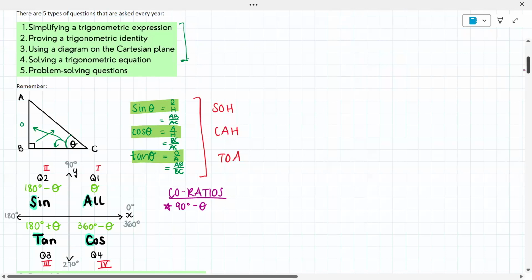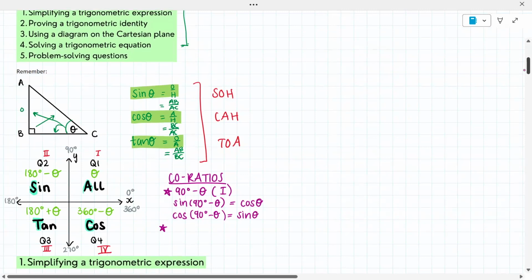If we just think about where this is: 90 minus theta is in quadrant 1. This is where everything is positive. So if you've got sine of 90 minus theta, the co-ratio says that the name changes to cos, and you're working then with just the angle theta. Now it's going to be positive because everything in quadrant 1 is positive. So cos 90 minus theta is equal to, name change, sine of the angle theta. So that's 90 minus. You also get 90 plus.